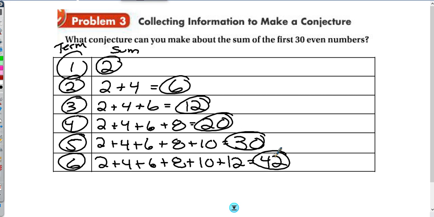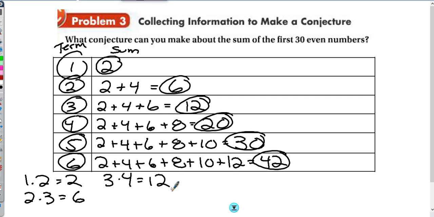So if you're going to the 30th term, you want to multiply it by the term above it. What would the term above it be? Above 30, 31. So we had 1 times 2 is 2, 2 times 3 is 6. I'm going to do one more: 3 times 4 is 12. So we're going to take the term and multiply it by the term above it. We're going to do 30 times 31.